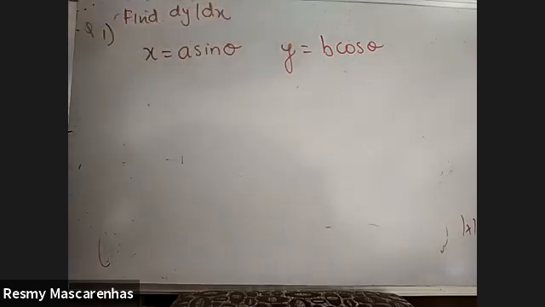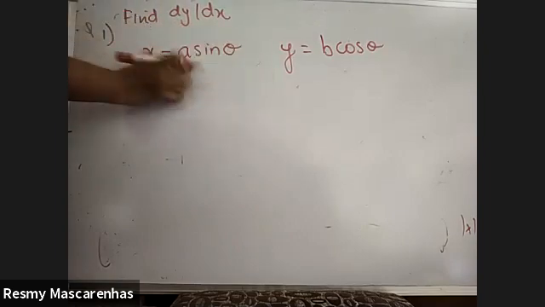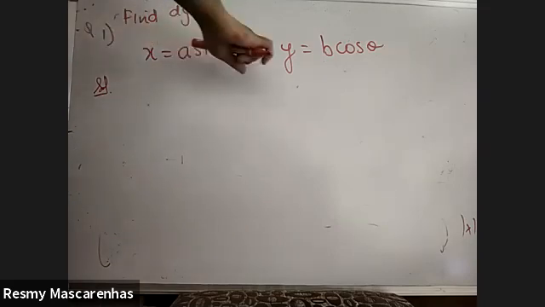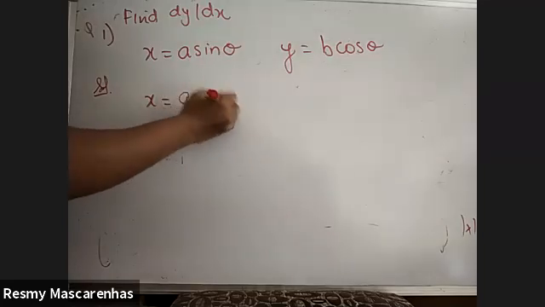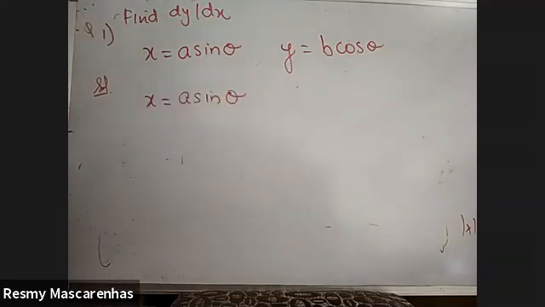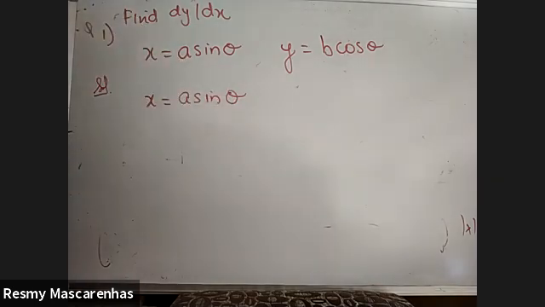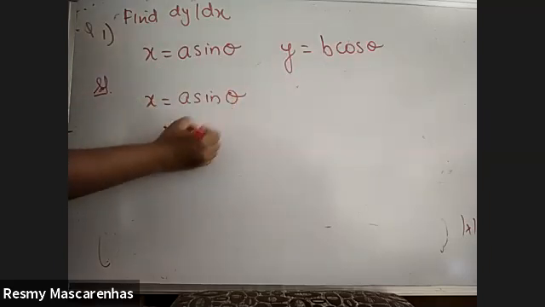X and y are given separately. There is no connection, there is no plus, nothing. This is totally a separate equation. So now the solution will be, this is the question. Now first one you write here. X is how much? A sine theta. Now instead of t, now what it is? Theta. So whichever is the letter given, you have to differentiate with respect to that.